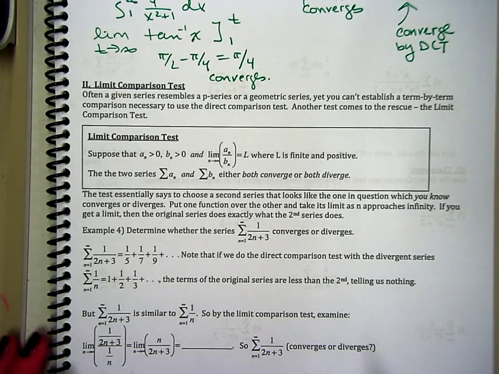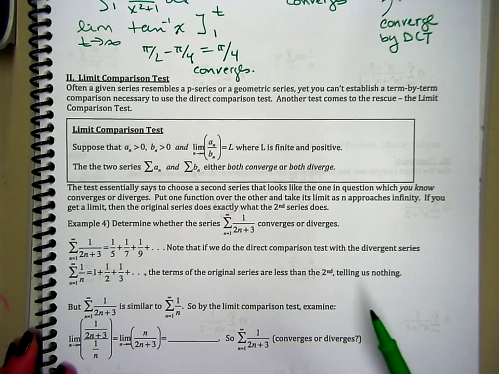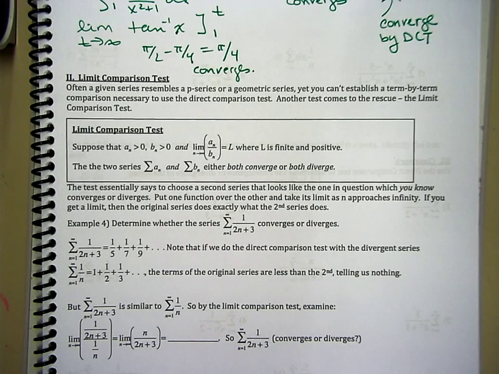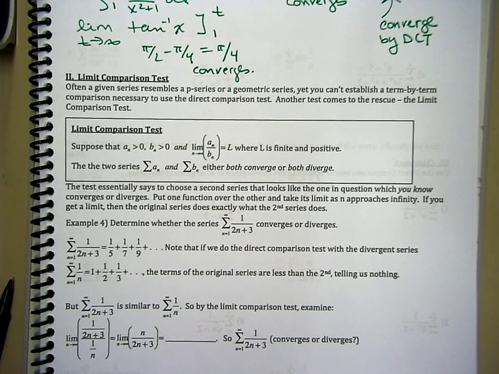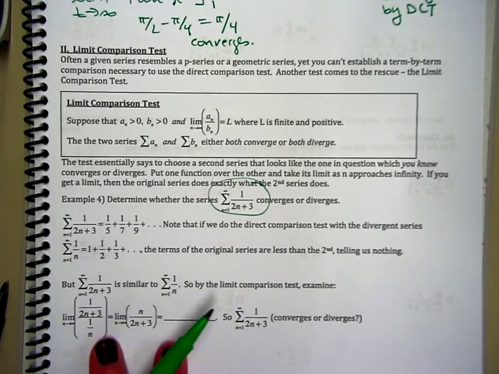Okay, today we're going to be learning about another comparison test. Instead of the direct comparison test, it's called the limit comparison test, because sometimes the direct comparison test will lead you to an inconclusive conclusion. For example, look at this particular series right here, sigma 1 over 2n plus 3.